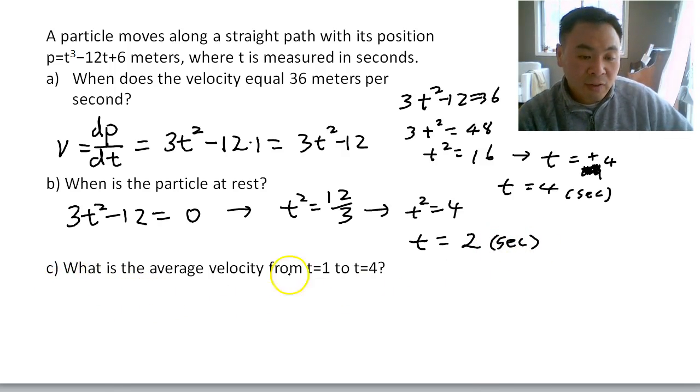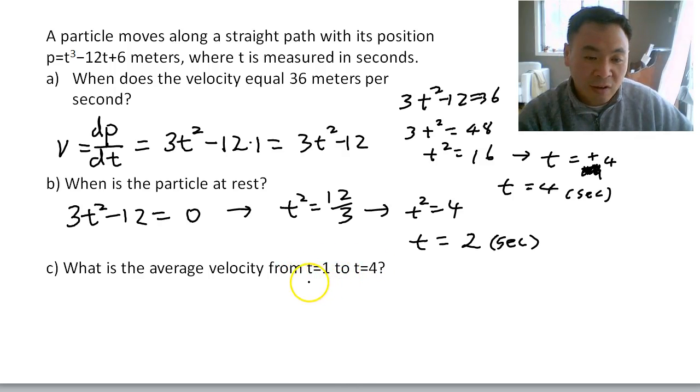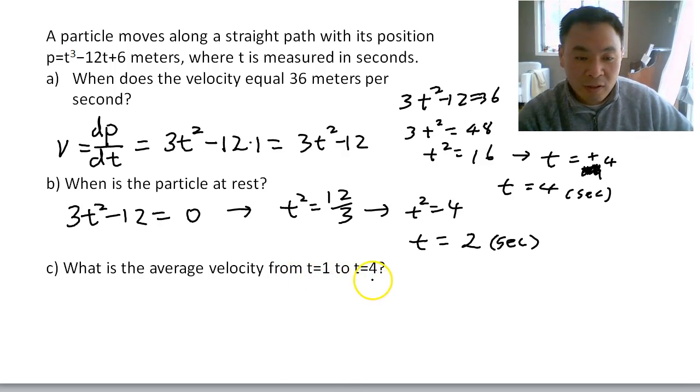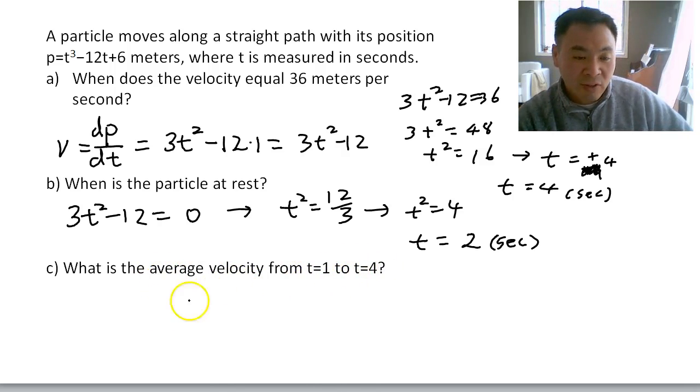What is the average velocity from t equals 1 through t equals 4? Okay, this is not the average of the velocities. This is a common mistake. People think, oh, you have to take the velocity at t equals 4 and t equals 1 and take the average of the two. That is not going to be the same as the average velocity.